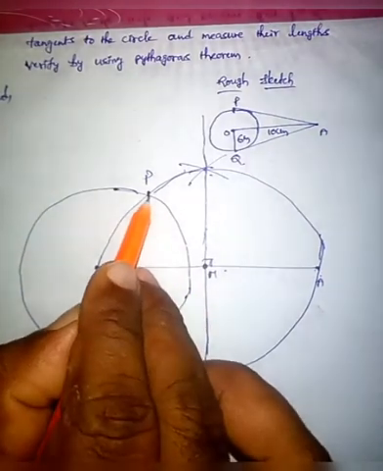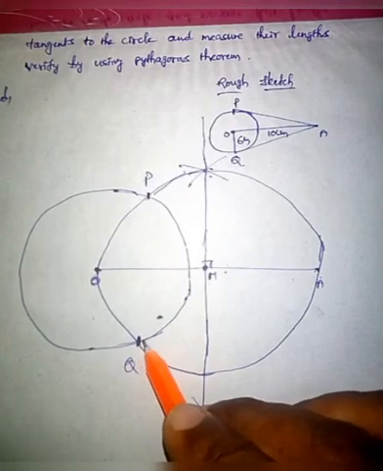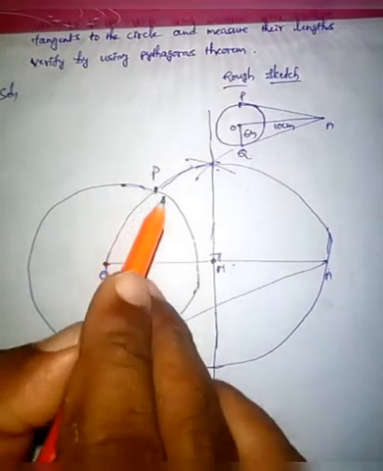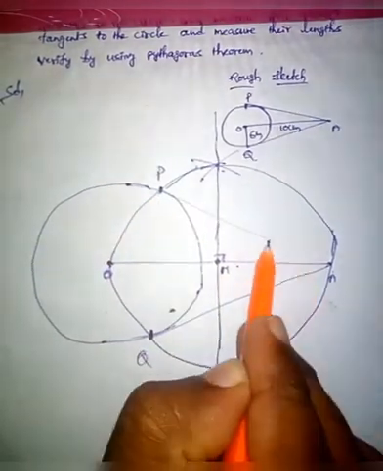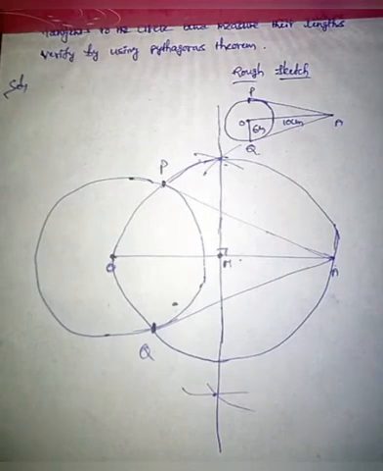Okay, now join A to P and A to Q. These are the required tangents. By using scale, join these 2 points. So these are the required tangents. Okay, so this is the construction.